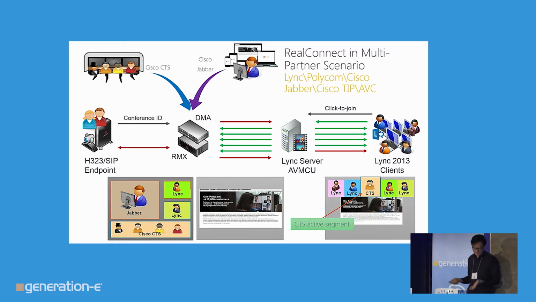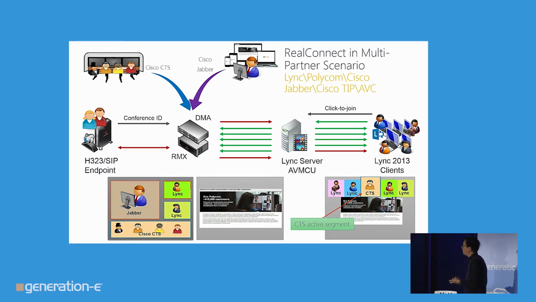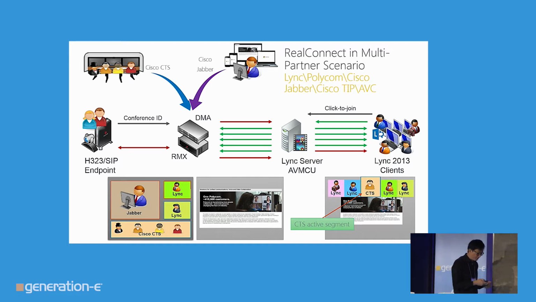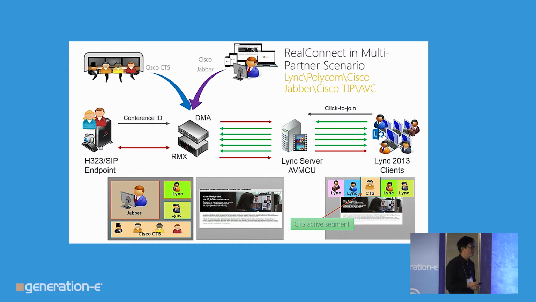This is just another diagram that shows you RealConnect in a multi-partner scenario. We even support the immersive telepresence rooms that Cisco might have. So CTS rooms can go into the call, and the active segment will show up on the Lync client itself. At the same time, people joining from Jabber or mobile clients can also be part of the meeting as well. So this is the technology.